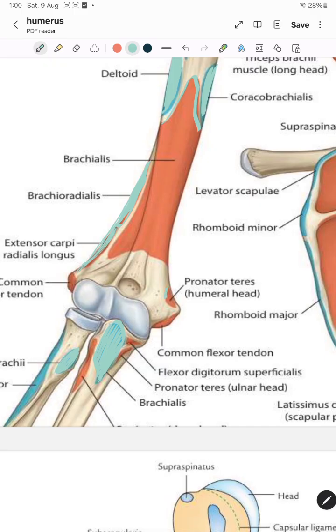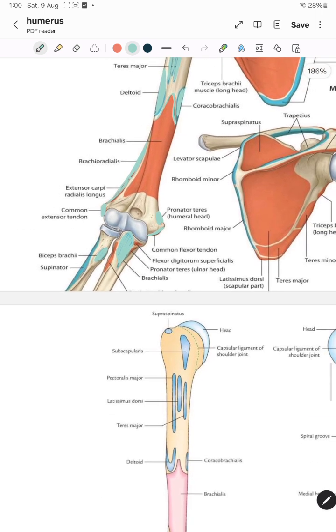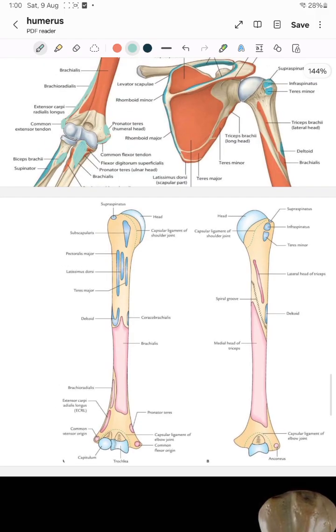We can see the pronator teres origin, and this is the common flexors and common extensors. Common flexors are on the anterior aspect of the medial epicondyle, and the common extensor is on the lateral condyle, both are on the anterior aspect. See, this is the anterior aspect. You can see the head.